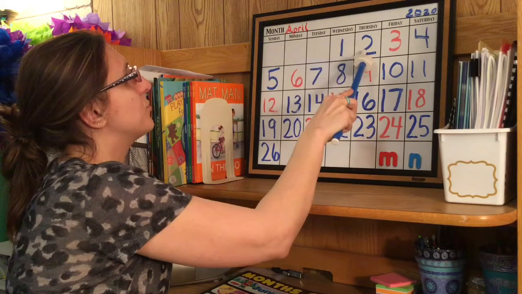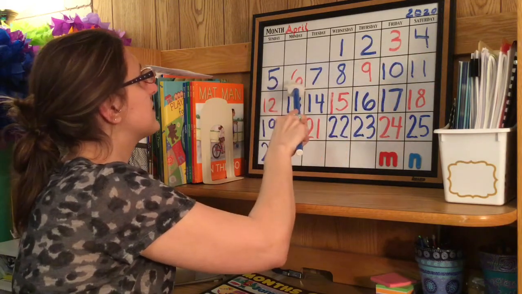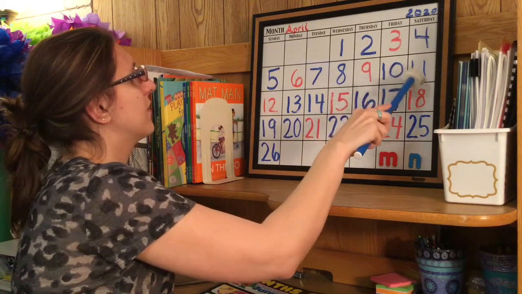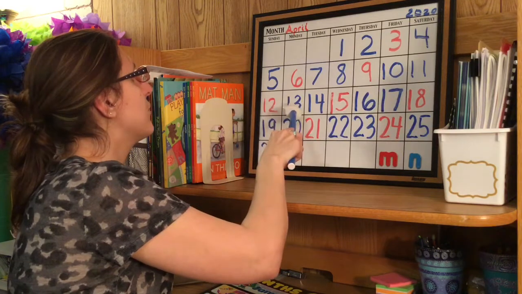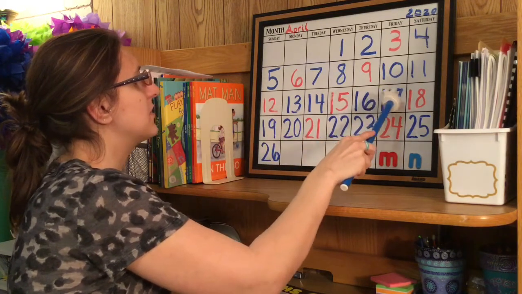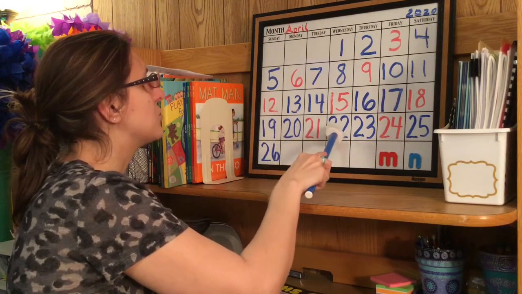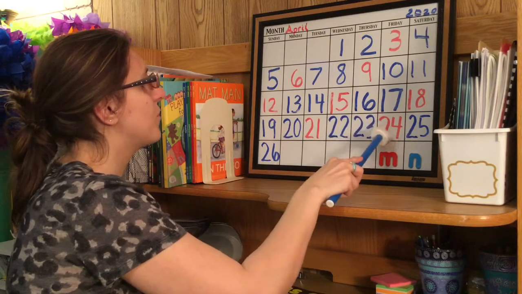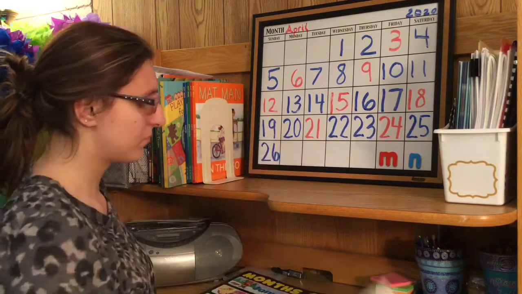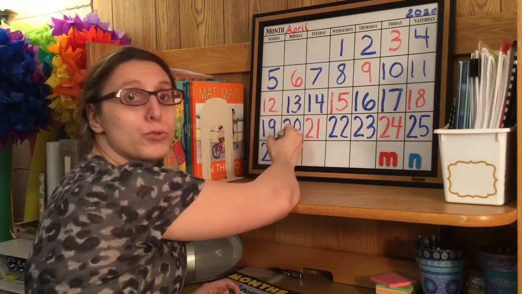1, 2, 3, 4, 5, 6, 7, 8, 9, 10, 11, 12, 13, 14, 15, 16, 17, 18, 19, 20, 21, 22, 23, 24, 25, 26, 27. So today we need a 2 and a 7.